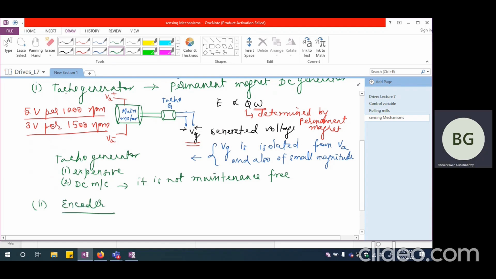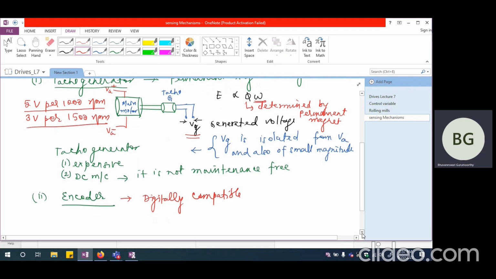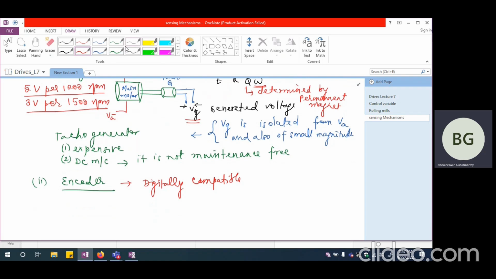So encoder is a mechanism which is very commonly used in many of the digital control domain, because it is digitally compatible. It is very easily compatible with digital systems. That is the reason why we use an encoder in many of the cases where we are going to directly feed the speed in the form of a digital output to the control system itself.